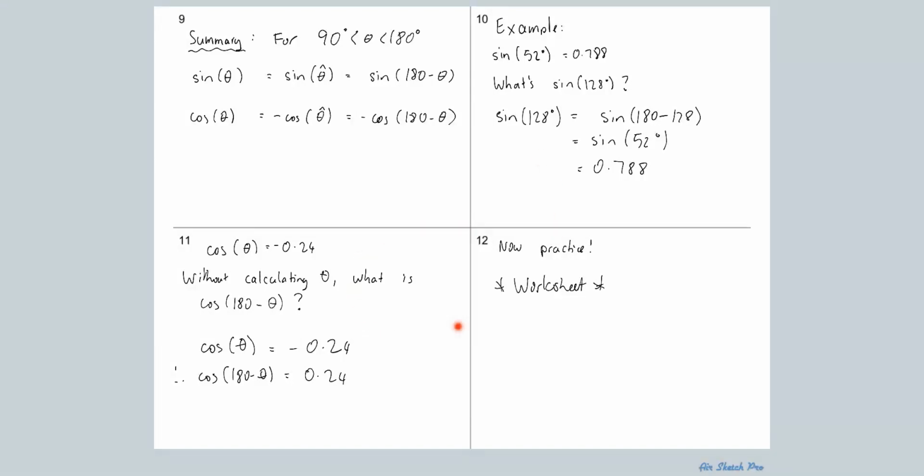And then I went through a couple of examples and gave you a worksheet to work your way through. So in all practicality, what you're doing is, if you're given, without a calculator, the cosine of 120 degrees, you can work that out by determining what the cosine of 60 degrees is, since 120 plus 60 is 180, and then making it negative.